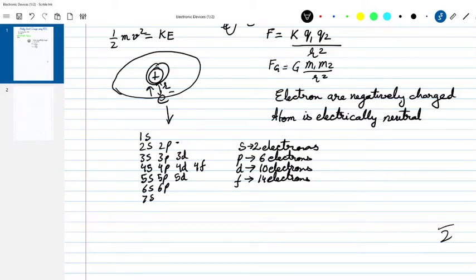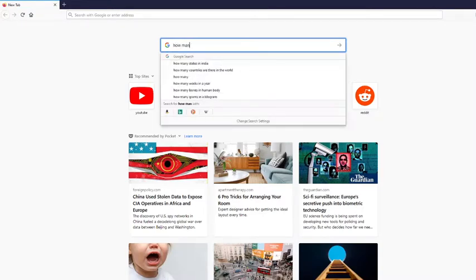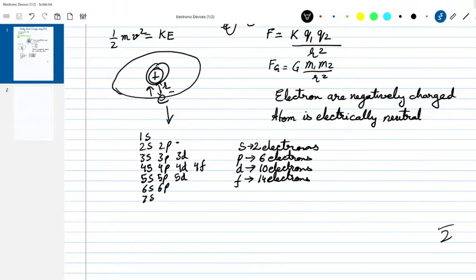Let's check it. Whenever you are in doubt, you should check it out. How many electrons in f orbital? That's the first one. Okay, 14 electrons, so I'm correct, right? 2, 6, 10, 14, correct. So don't worry about this. Let's note this down. So there are 14 electrons. We are clear on this one.